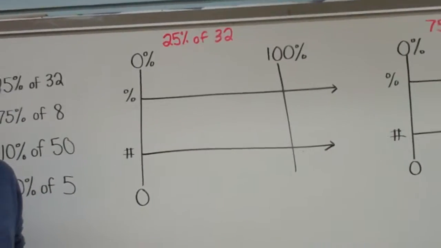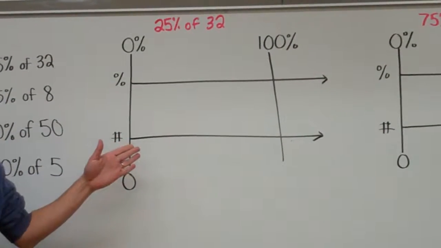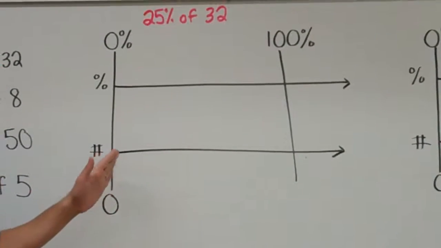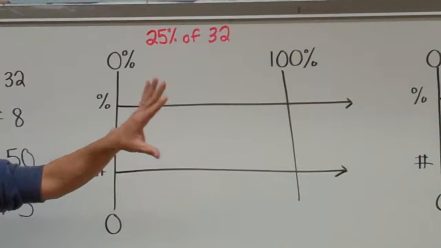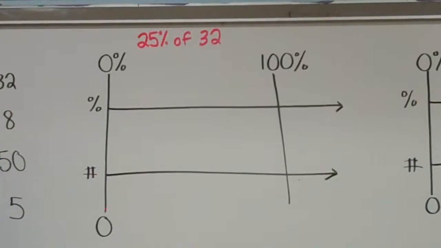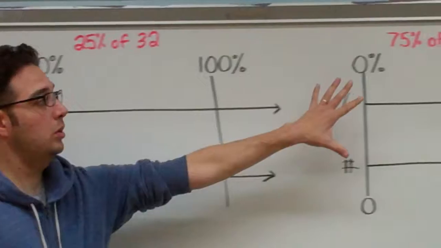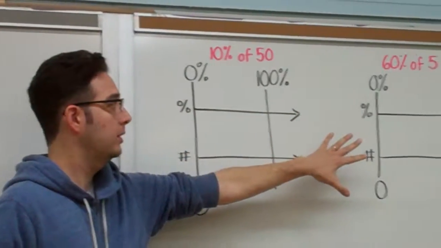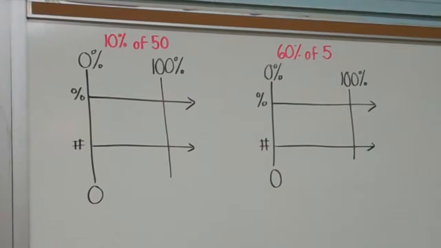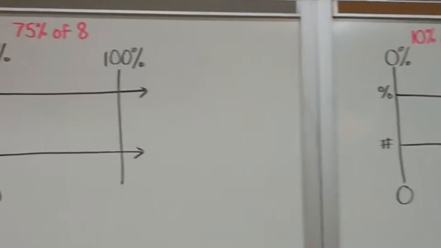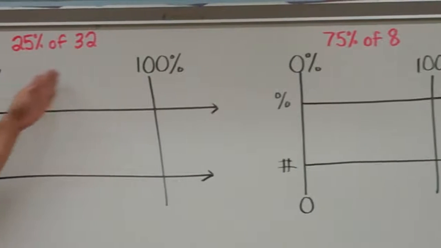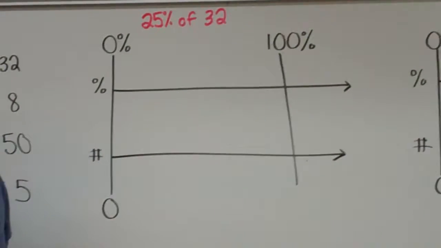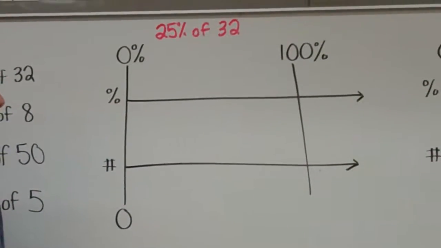There is some more space above this problem for you to write them in, but you need to pause the tape now and draw out these 4 double number lines. 25% of 32, another one here, and they all look the same. So pause the tape and put these in now. Draw 4 double number lines with a 0, 0%, 100%, and then we're going to start filling them in. So pause the tape now.